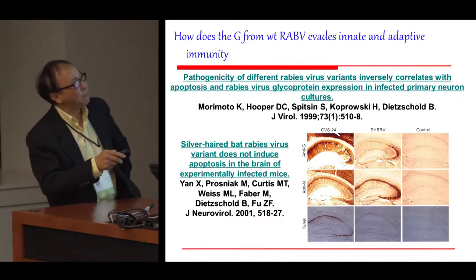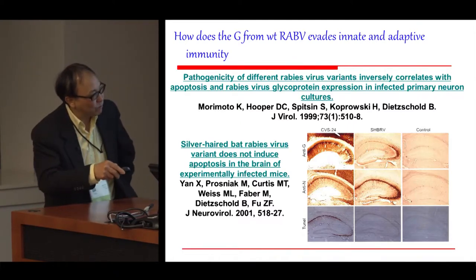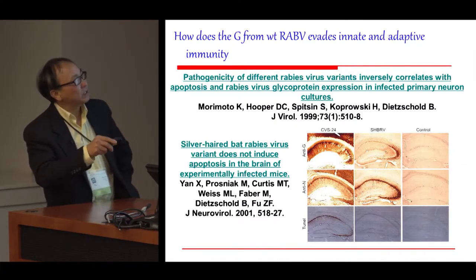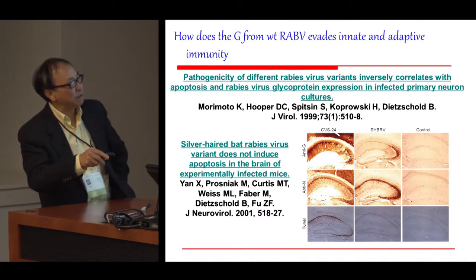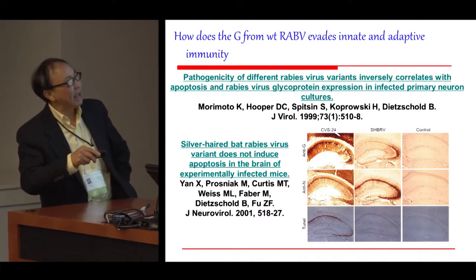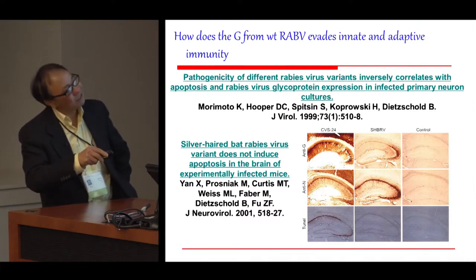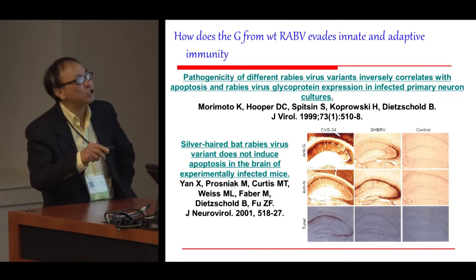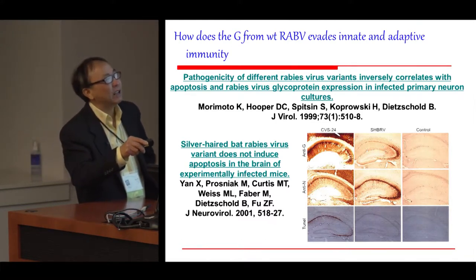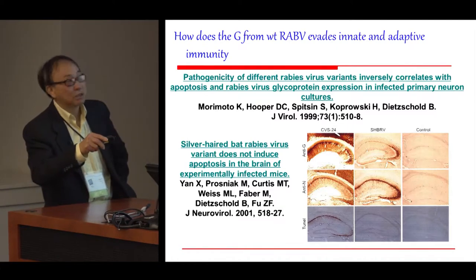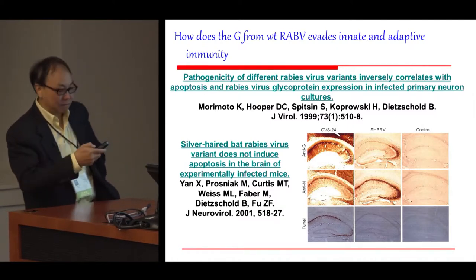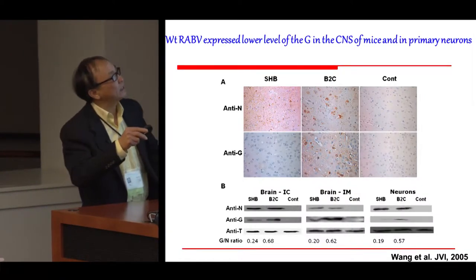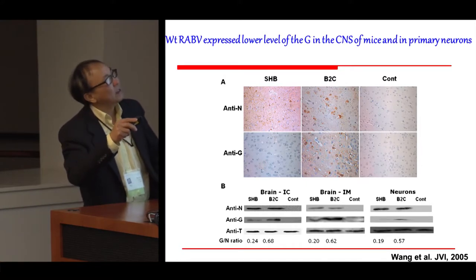Now here we show the lab-adapted virus, CVS-24, which is the variant in the mouse, and then the wild-type virus. What you can see here, we use two proteins: one is the nuclear protein, one is the glycoprotein. With the anti-nuclear protein, the expression difference is not that much. However, on the glycoprotein, it's a huge difference. There is almost no expression in the wild-type virus infected animals compared to the animals infected with the lab-adapted virus.